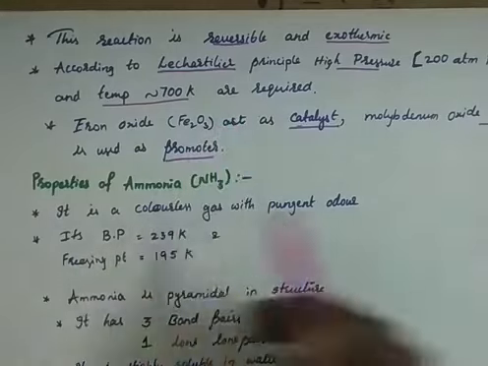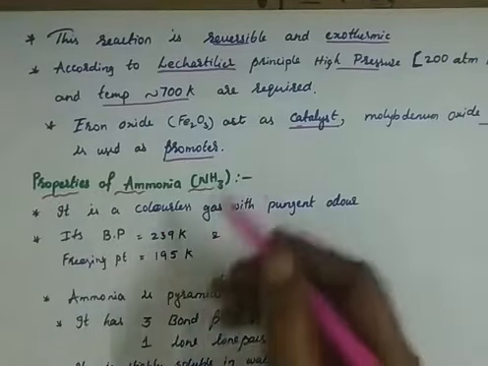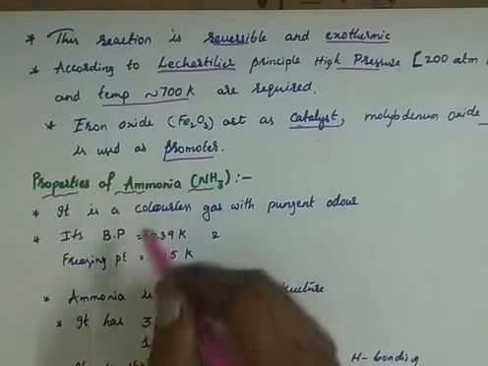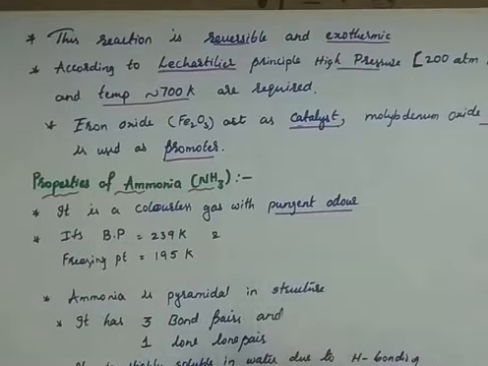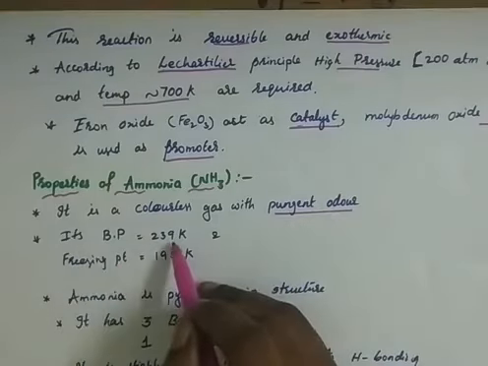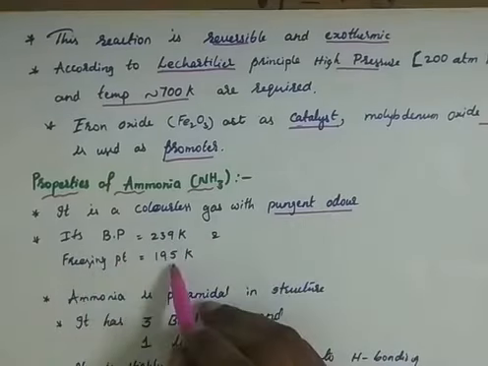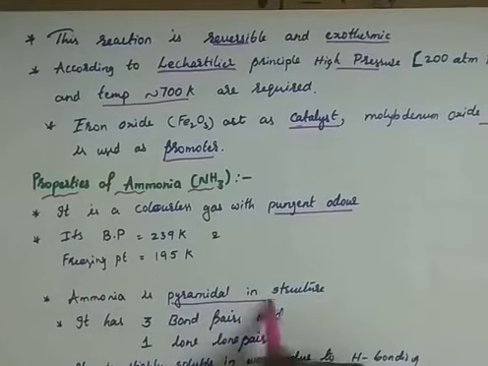Okay, now we'll see the properties of ammonia. First, the physical properties: it is a colorless gas with a pungent odor. It has a very strong odor, smell. Its boiling point is 239 and freezing point is 135 Kelvin. And ammonia has a pyramidal structure.